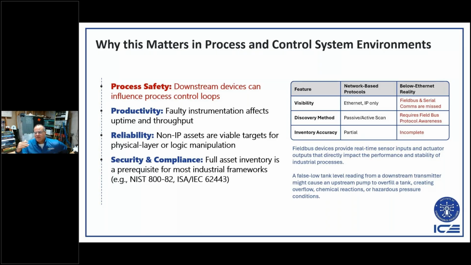Productivity: fault instrumentation effects, uptime and throughput, reliability. Non-IP assets are viable targets, as is physical layer logic manipulation. And again, as I said at the top, usually when we're getting below the Ethernet line, the school of thought is that if it's below the network, then there's less of a threat vector other than physical access, which can be true, but that doesn't remove the possibility of component degradation, divergence, or deviation over time.